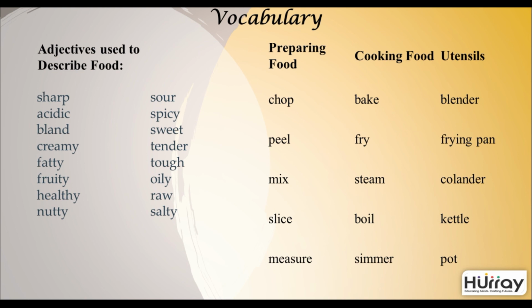To prepare food, you could use words like chop, peel, mix, slice, measure, bake, fry, steam, boil, simmer, and so on. You could use words which are used for cooking food utensils like blender, frying pan, colander, kettle, pot, and many more.